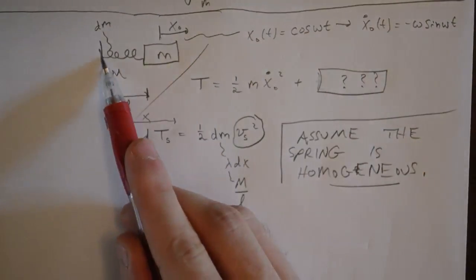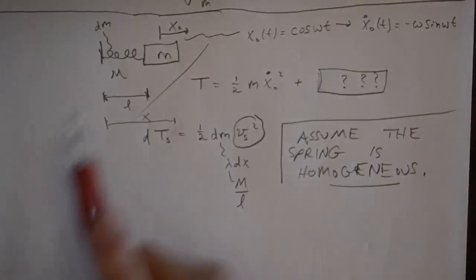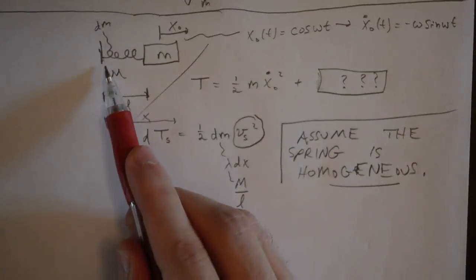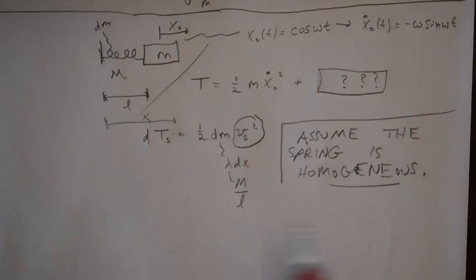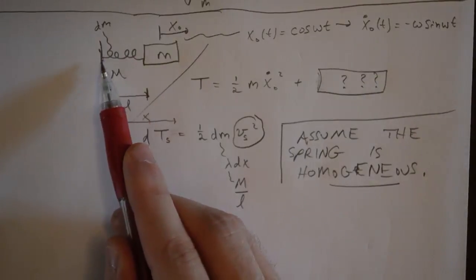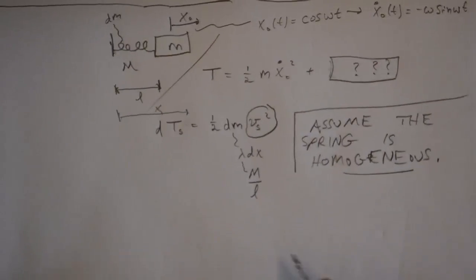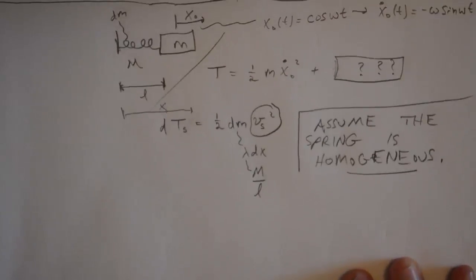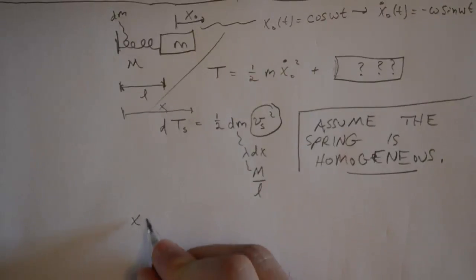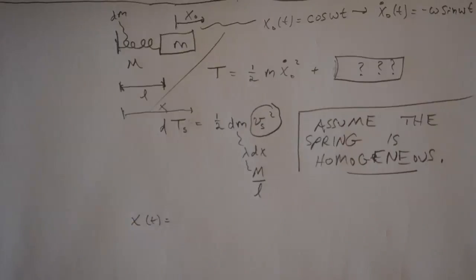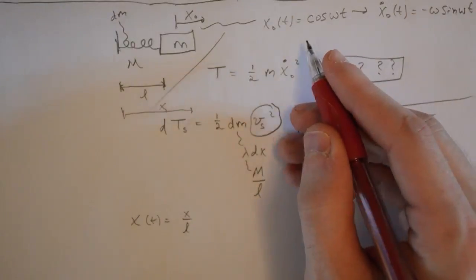What about the motion of the fixed point? Well, it's 0, because it's fixed. So what about the motion of the points in between? Since the spring is homogeneous, the motion of the points in between scales linearly up to the motion of the endpoint. And what that means is that if I write the position as a function of time of a point in between, I'll call it x of t, it's going to equal x, this is the position along the x-axis, over L, that's the total length of the spring, times the motion of the point at the end of the spring.